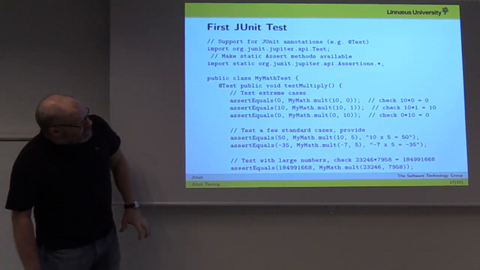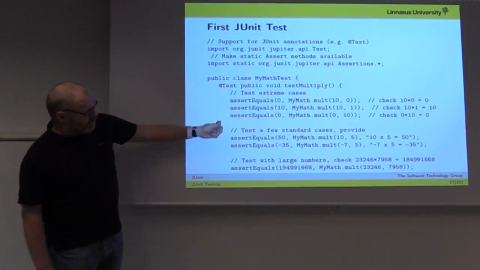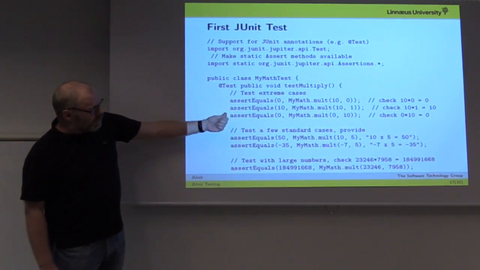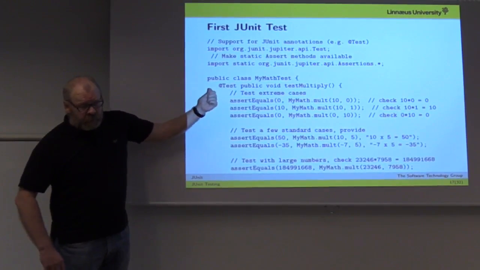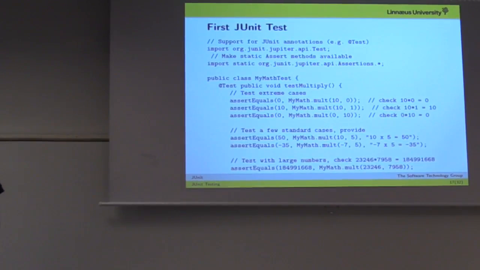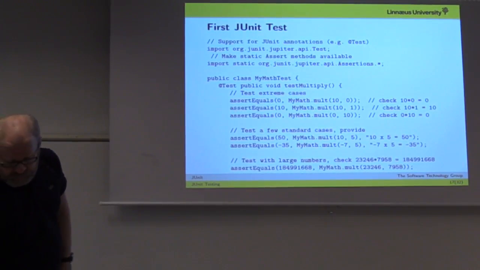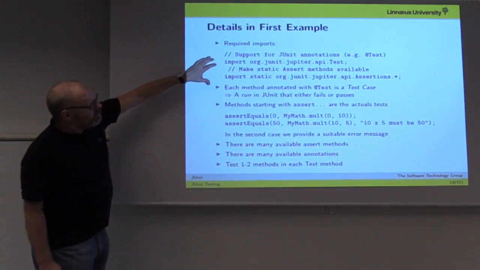So basically a JUnit test contains ordinary Java code where we are making use of these assert methods, and some of the methods are tagged with specific tags indicating how they should be executed during the test. So we have a few required imports.